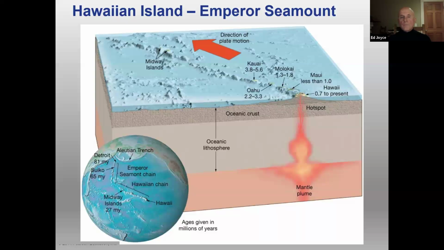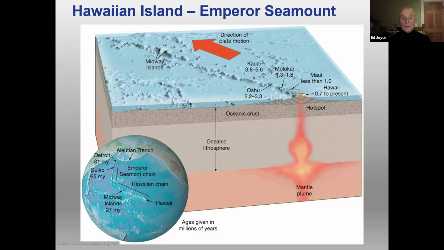And as the plate moves over it, and we can see in the red arrow there the direction of the plate movement, in this case, the Pacific plate. As that plate moves over that hot spot, it creates an active volcano, just as we see in Hawaii today. However, as the movement continues, the volcanic activity stops, and we end up with these island chains that you see all over the Pacific Ocean.